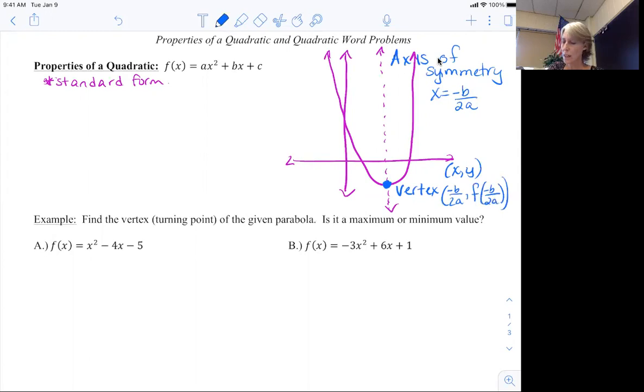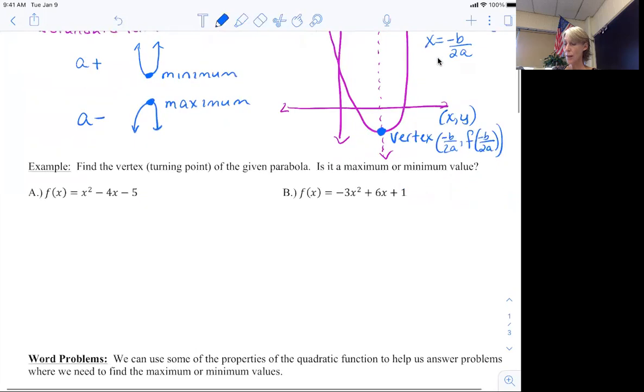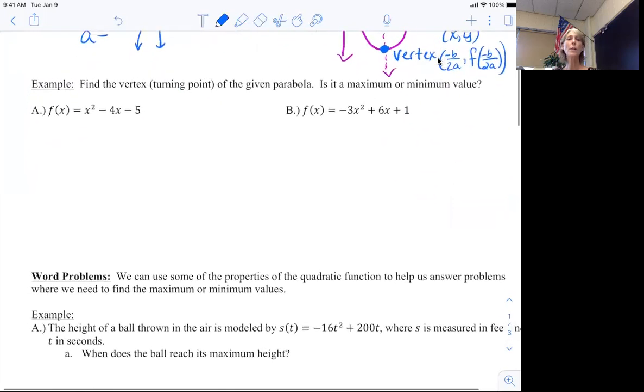Now, two last little things here. If a is a positive value, if our lead coefficient is positive, our parabola opens up, which makes our turning point or our vertex a minimum value. And if a is negative, or if your lead coefficient is negative, our turning point or vertex is a maximum value. Okay, so we're just going to use those concepts today, start out very, very basic, and then get into some more complicated word problems that we should be able to answer in this course.